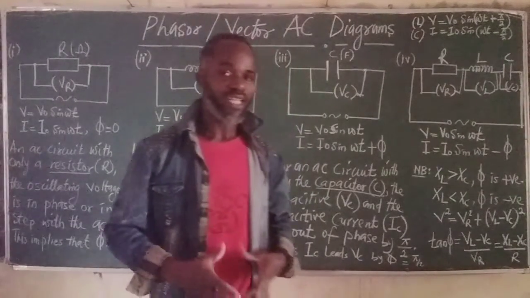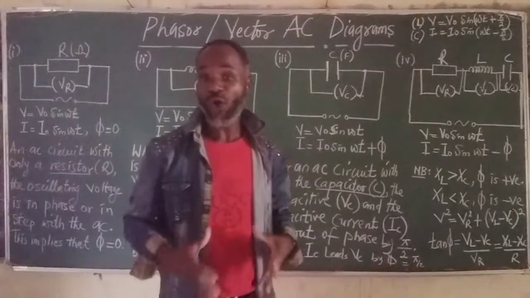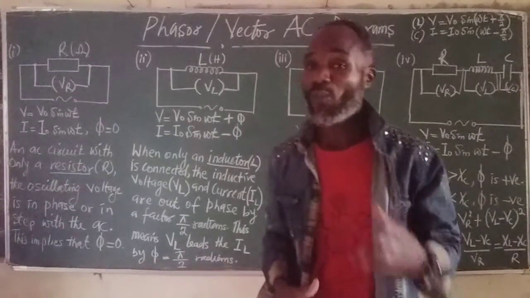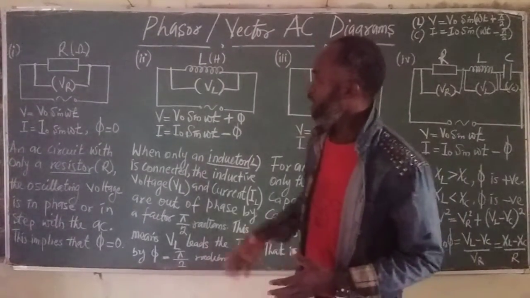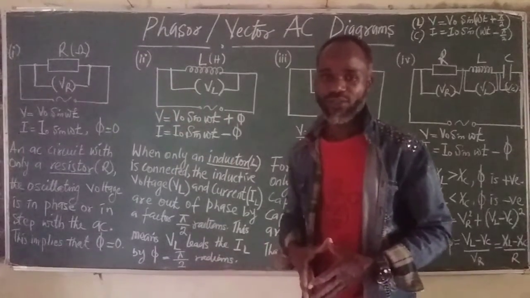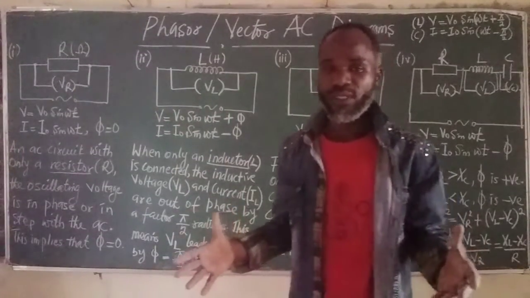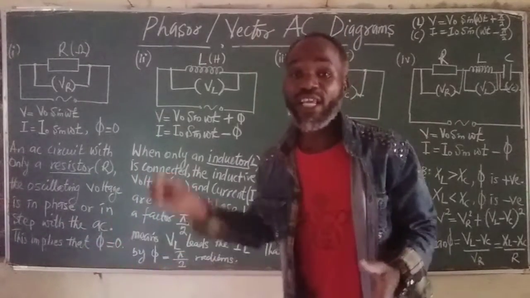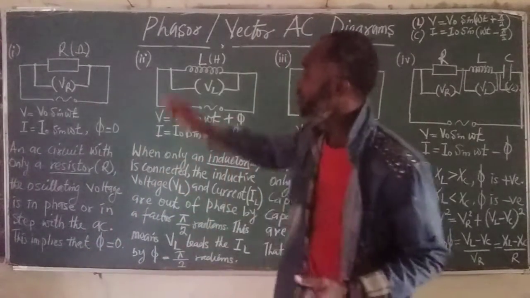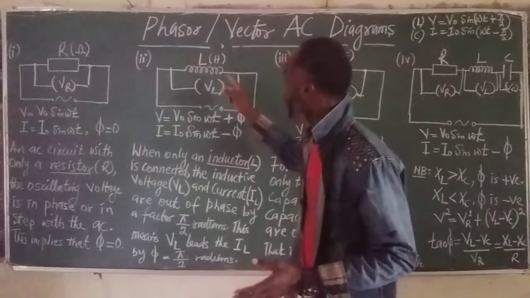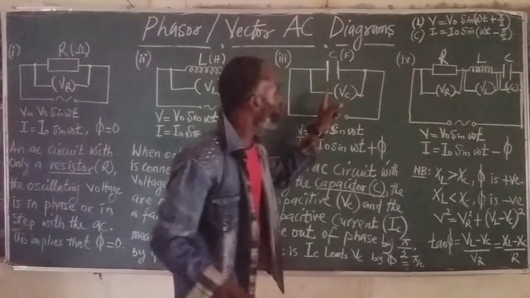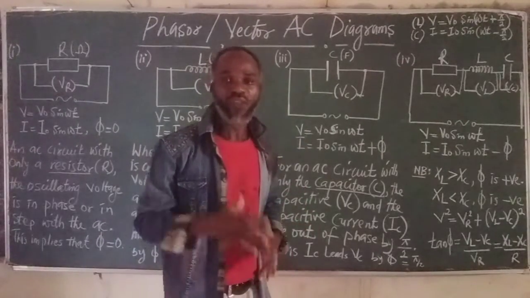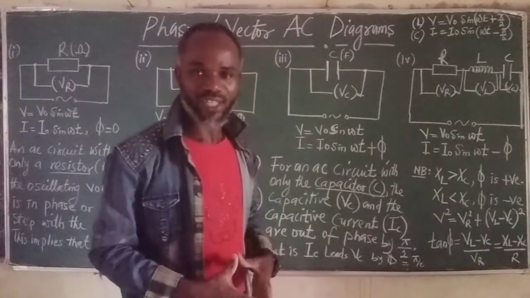In the course of our learning, it is important we understand what happens when any of the three components is connected in an AC circuit. We need to know the behavior of voltage and current when each of them, for instance, the resistor, the inductor, the capacitor, is connected in an AC circuit. And that is what we're going to learn today.